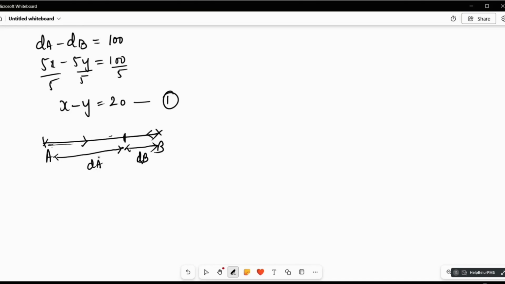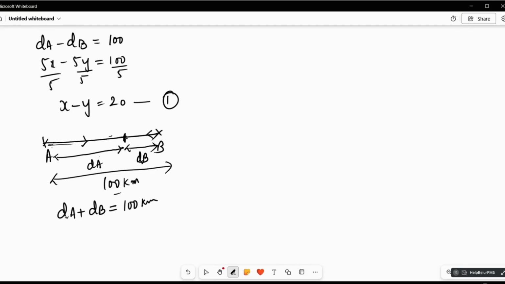Correct? Here, see, the total distance between A and B is 100 kilometers. A is moving in this direction, B in the opposite direction. So if they meet somewhere after 1 hour, then the total distance traveled by A and B together should be 100 kilometers. Then only they will meet. Correct? That is, dA plus dB in this case is equal to 100 kilometers.